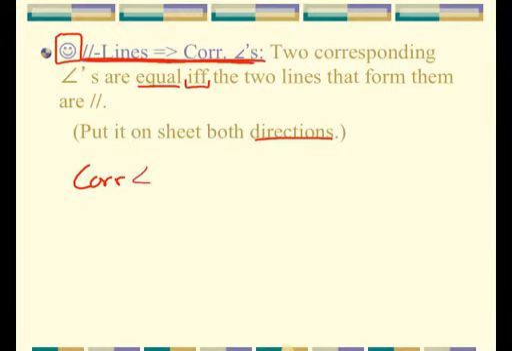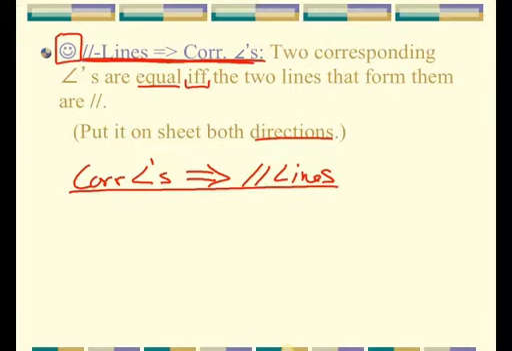So if I start with corresponding angles as the antecedent, and then I use that to conclude that the lines are parallel, that's also a possibility. So you want to put it on your cheat sheet that way as well. So two things you want to add here to your cheat sheet, because it's going to be important that we pay attention to what order we use this in.